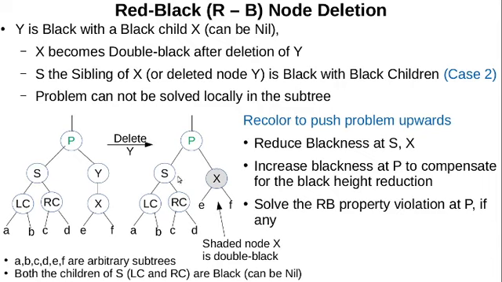We reduce the blackness of S and X. This reduces the black height of their ancestors. To compensate for the black height reduction, we increase the blackness of their parent node P. This may make the node P double black, which needs to be addressed.